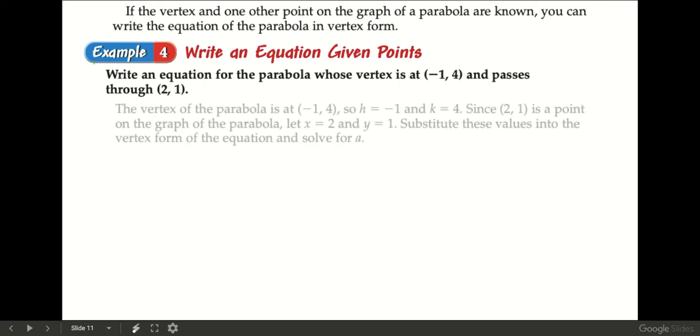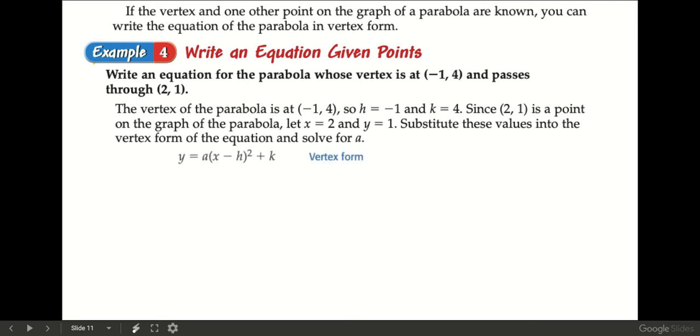So since we know the vertex is at negative 1, 4, we know our h value has to be negative 1, and our k value has to be 4. And since it goes through the point 2, 1, then we know that our x value has to be 2 when our y value is 1. So we can substitute all of these values into vertex form and solve for a, solve for the missing value.